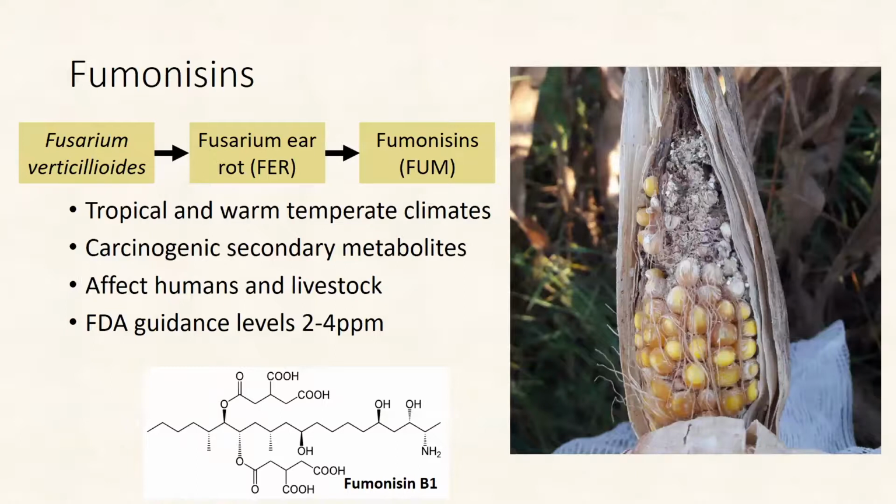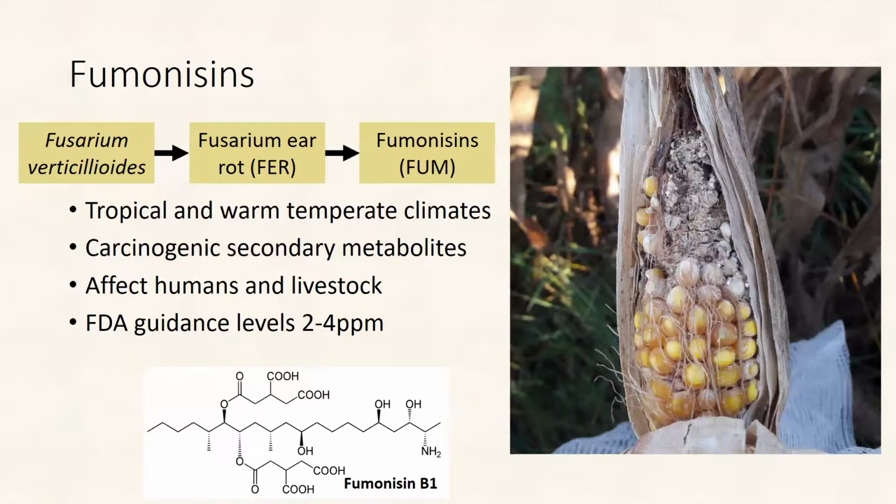They're more common in tropical and warm temperate climates, such as the southern United States. And they're linked to a variety of health problems in humans, such as esophageal cancer, childhood stunting, and also they're a big issue in livestock, especially for pigs and horses. The FDA regulates this at a range, depending on the final product, from 2 to 4 parts per million. For today's talk, I'll be referencing the 2 parts per million limit mostly.